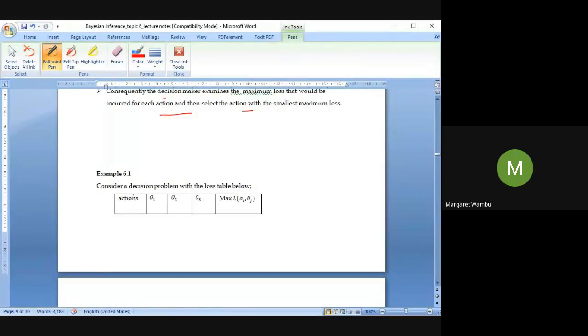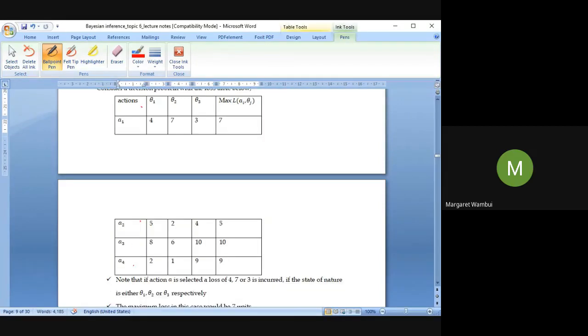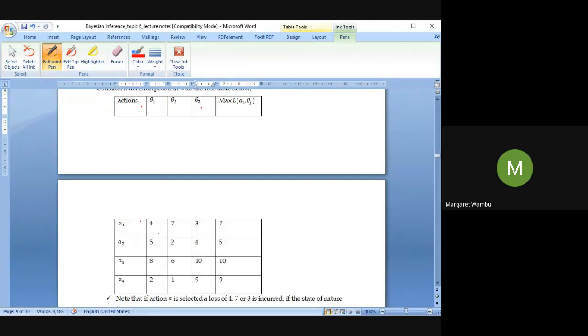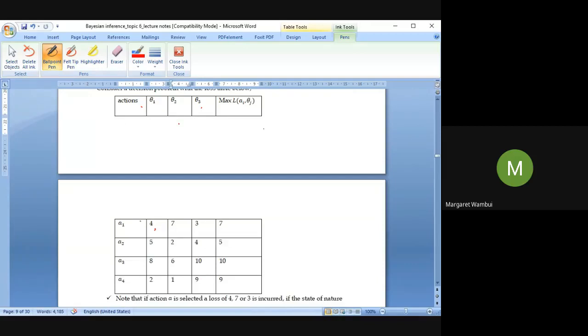For example, consider a decision problem with the loss table below. Sorry, this one went on to the next page, but I think it is visible. So we have the actions here, A1, A2, A3 up to A4. Then we have the states of nature, theta 1, theta 2, theta 3. When the state of nature is theta 1 and the action is 1, you get a loss of 4. The next one, you get a loss of 5, and so on.